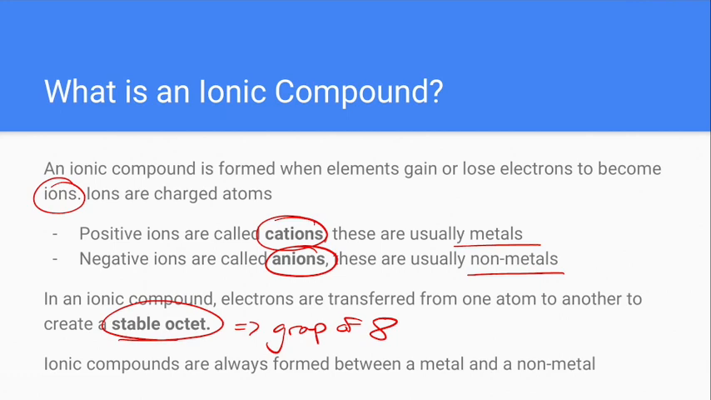The final thing to say about ionic compounds is that they're always formed between a metal and a non-metal. And we can see why that makes sense, because positive ions and negative ions will bond together because they're attracted to each other. Positive ions are attracted to negative ions. So the electrostatic force between these different ions is really what's going to be holding these ionic compounds together. And that's why they're always formed between a metal and a non-metal.